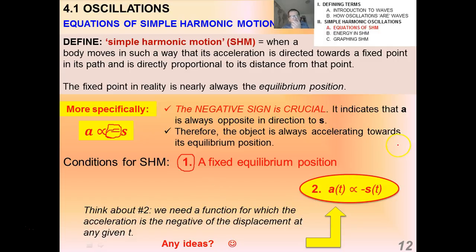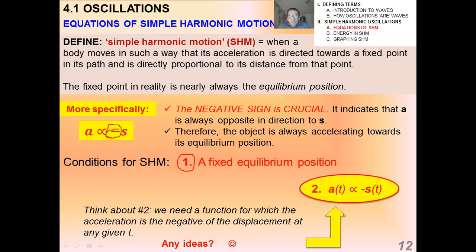I want you to think about number two for a second, maybe even from a calculus point of view, because you guys have all had calculus, or at least some calculus at this point. We need to have a function for which the acceleration is the negative of the displacement for any given t. Remember, these are both functions of t. Do you have any idea what such a function would be?